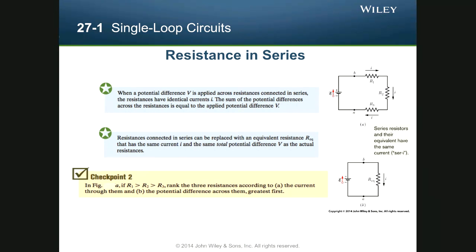The task is in checkpoint 2, right? You have R1 is greater than R2 is greater than R3. So you want to rank the current. That's basically saying R1 is bigger than R2, it's bigger than R3. And then you want to look at A. Part A is what is the current? You want to rank the currents on each of these resistors, and then you want to rank the potential difference.